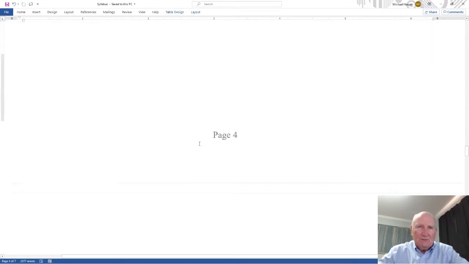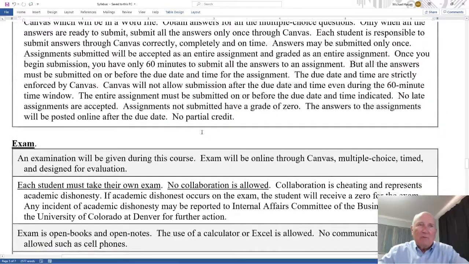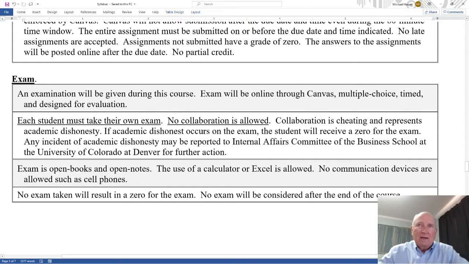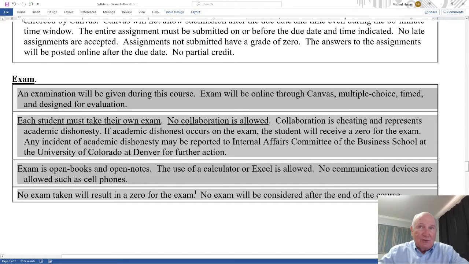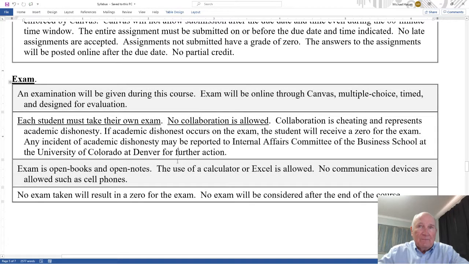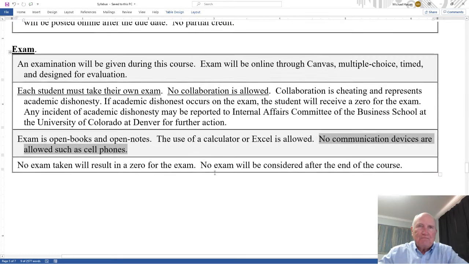Okay, let's go on. I've talked about the homework. I also have the exam in here, and I've talked about the exam also. I say the use of a calculator or Excel is allowed, but you'll probably only need a calculator. You won't need Excel. But no communication devices are allowed, such as cell phones or internet. You can only use the material in the course.